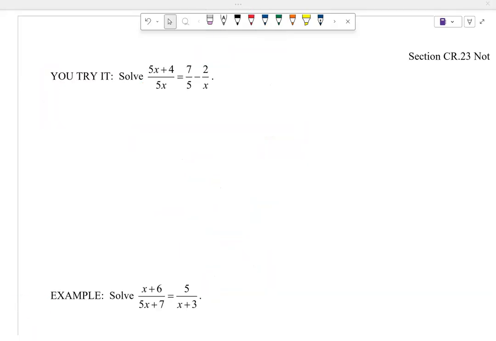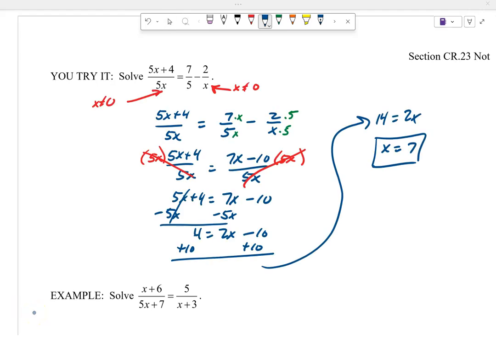But go ahead, pause the video and try this next one. Get that common denominator 5x, so we've got one fraction equaling one fraction, and work through that. And go ahead, check yourself. Should end up with 7, which is not 0, so you're fine on this one. Again, you can always plug it back into the original and make sure it's a true statement.